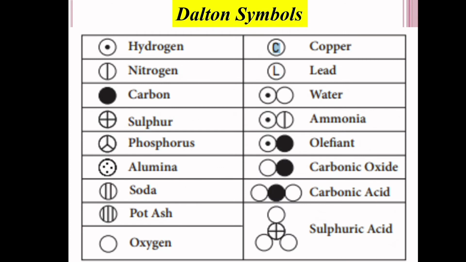You can see here, these are the Dalton symbols: hydrogen, nitrogen, carbon, sulfur, alumina, soda, potash, oxygen, copper, lead, water, ammonia, olefiant, carbonic acid, carbonic oxide, and sulfuric acid. These symbols were very difficult to draw each and every time, so they were not used. It is only of historical importance.